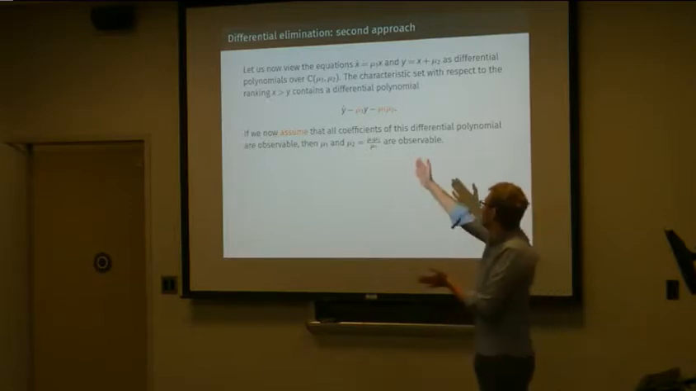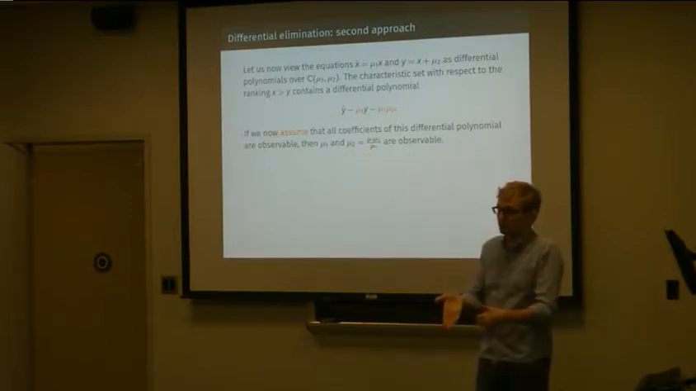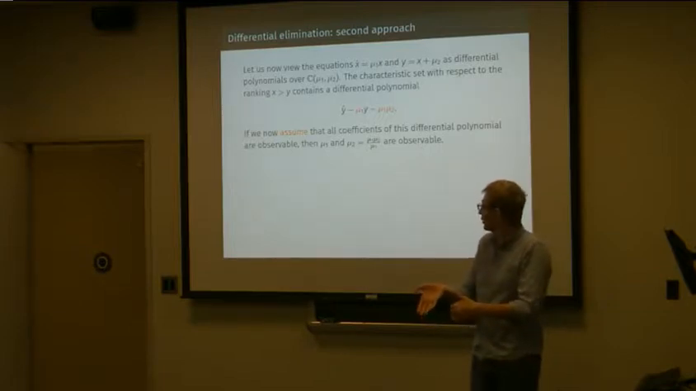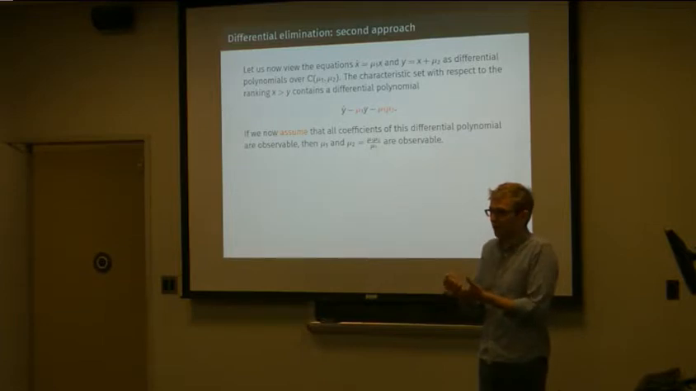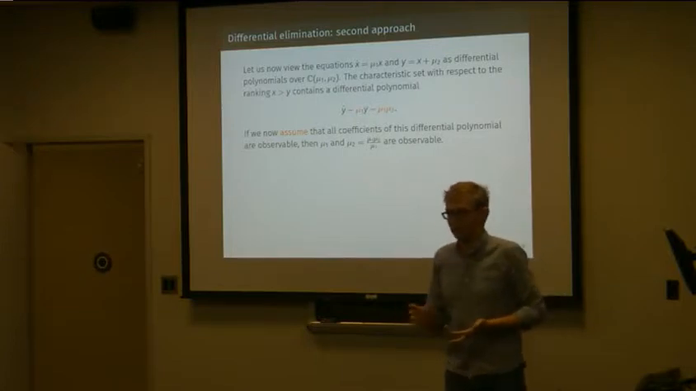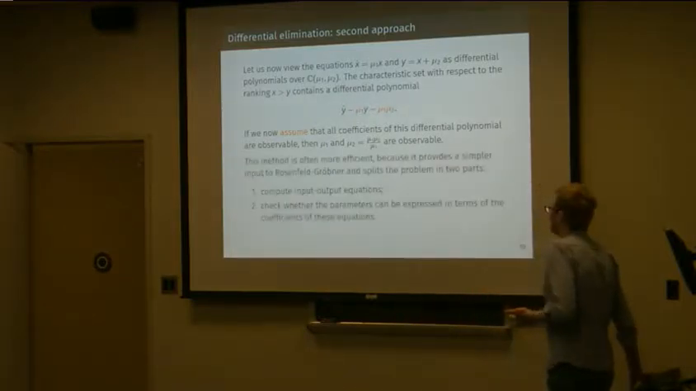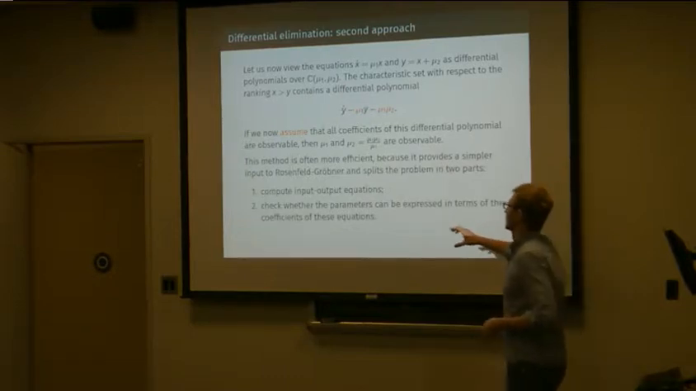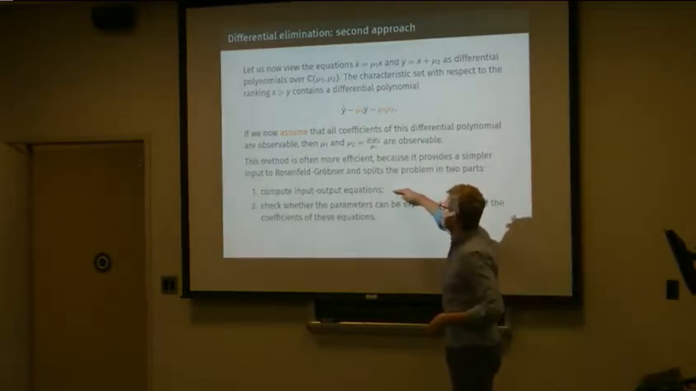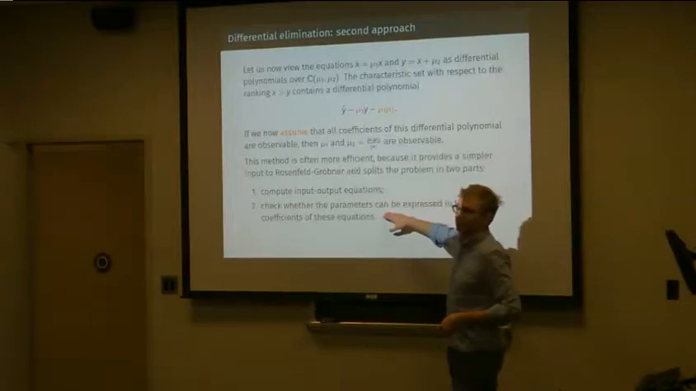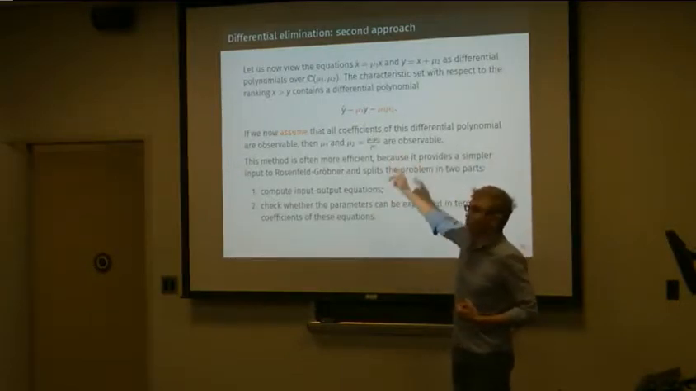Because mu 1 is a coefficient itself and mu 2 is a ratio of two coefficients. So two things are important here: I use a certain assumption and I don't touch initial conditions. I speak only about mu 1 and mu 2. So yeah, this is the outline. You compute the equation, and then take the coefficients and try to express your parameters in terms of these coefficients.